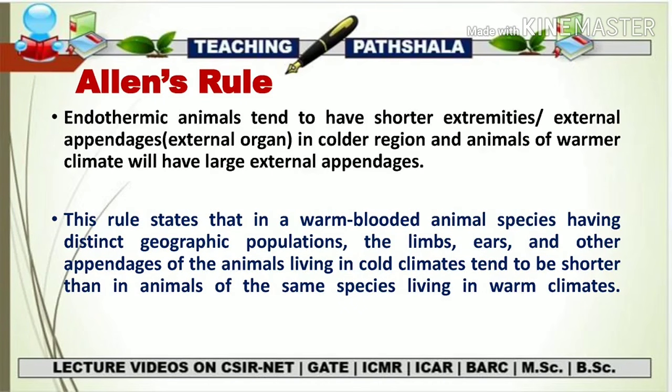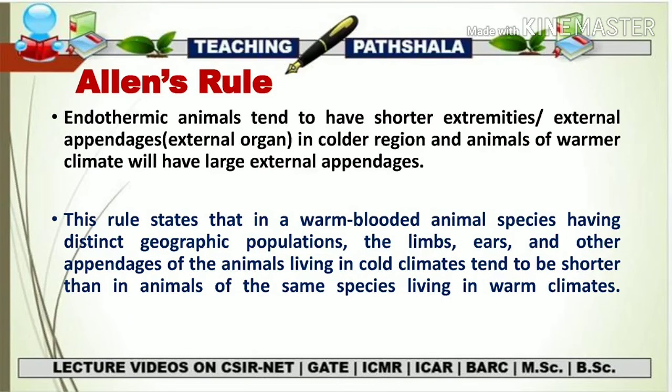So in this way, Allen's rule is about the overall external extremities, or you can call them external appendages or external organs. Allen's rule gives you the concept of what size of external organs or appendages should be present, depending upon the area in which a particular animal is supposed to live.